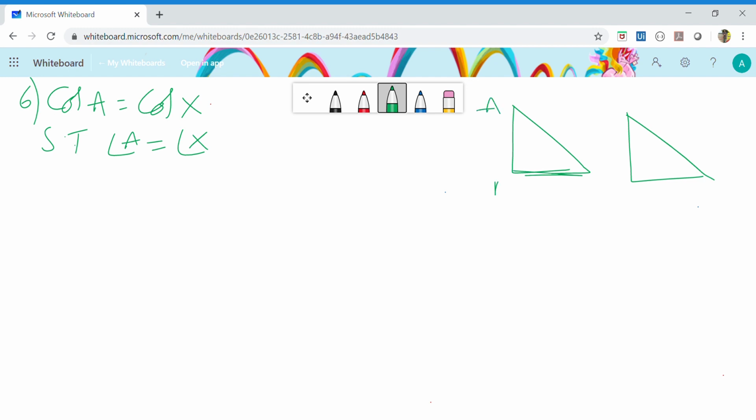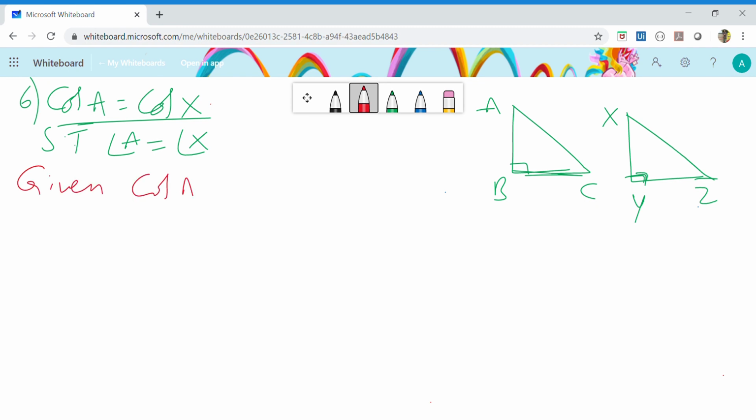A is acute, so in triangle ABC I am taking B as a right angle. X is acute, and in triangle XYZ I am taking Y as a right angle. So cos A is equal to cos X. That is the given condition you have to take: given that cos A is equal to cos X.